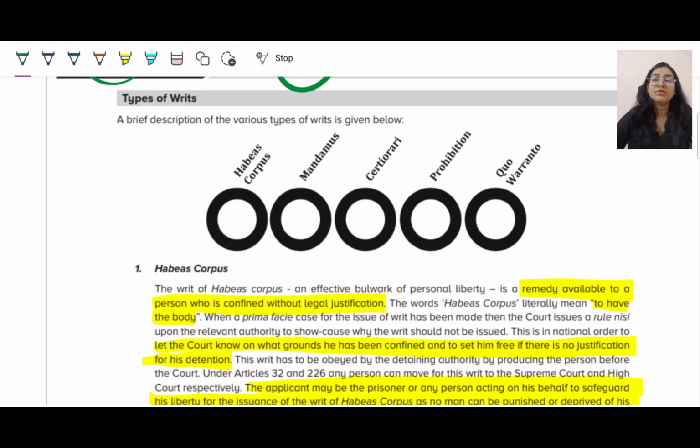Let's take an example. I was detained or confined by an authority and I was not even given the reason why I am being arrested or detained. Then in that case I will go to the judiciary, directly to the Supreme Court or High Court, and ask them: I am being arrested, I am being confined, I am not even given the reason why this is done. You ask that person and then tell me. So this is the writ petition of habeas corpus.